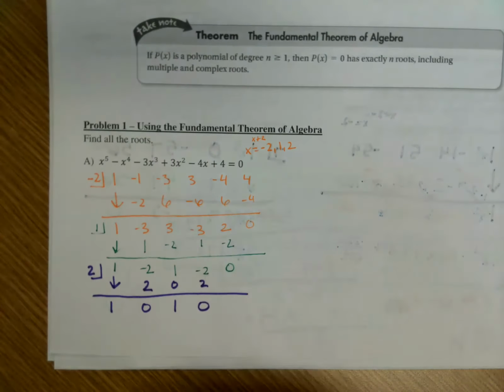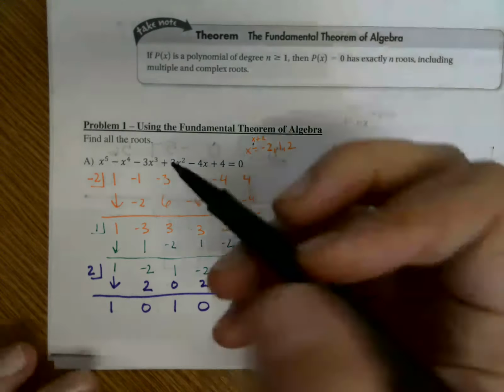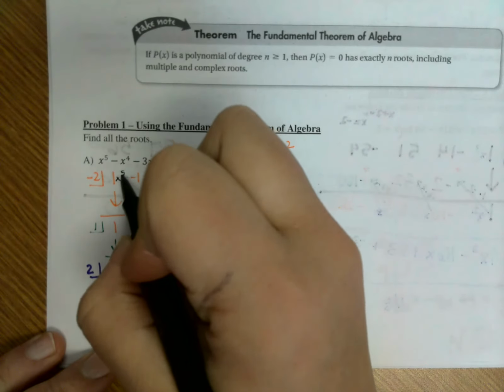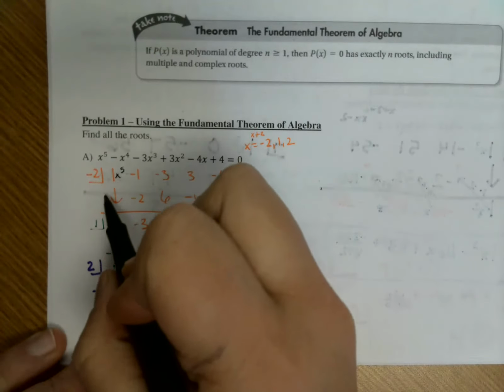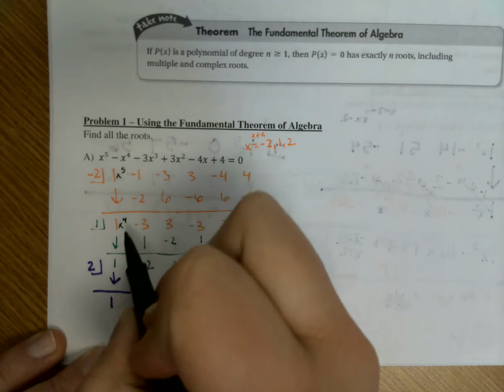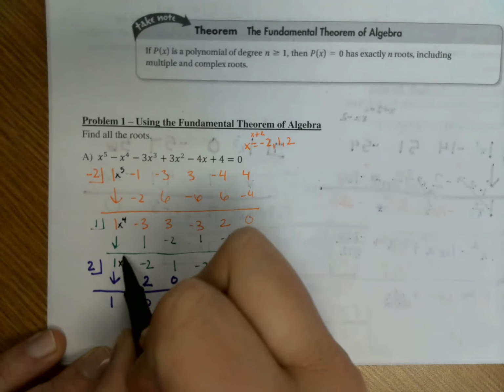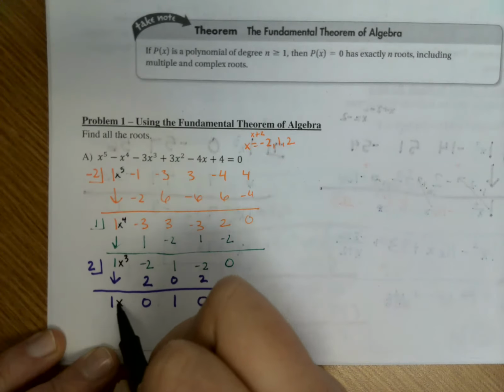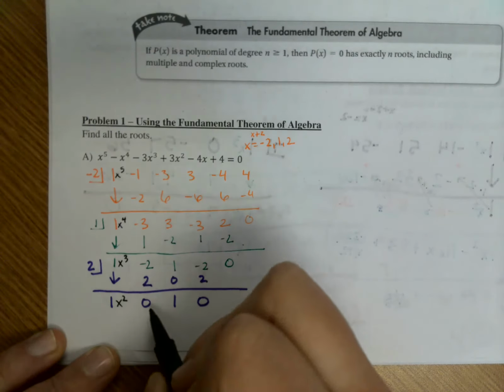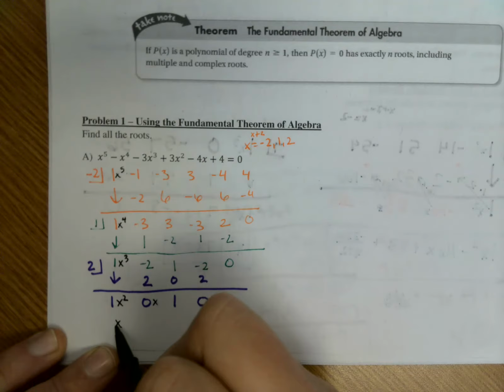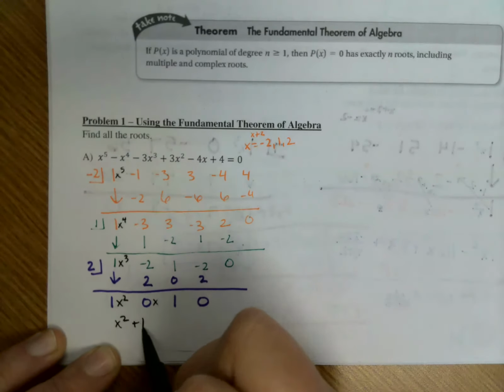Now I have to figure out what I have left. So I'm looking at this. When you're factoring something out, you're taking out a degree. So I started with x to the 5th. I took out a degree, so this was x to the 4th. I took out a degree, this was x to the 3rd. I took out a degree, so this is x squared. Now what I have left is x squared plus 0x plus 1.